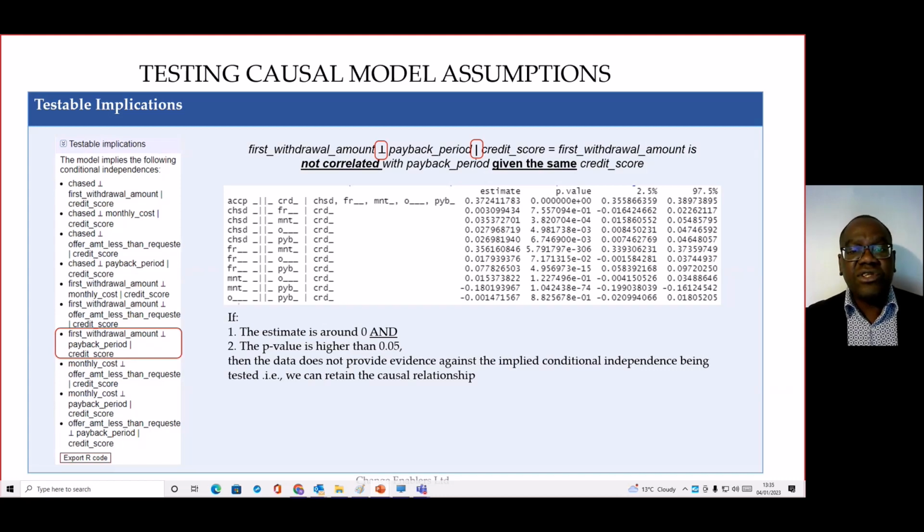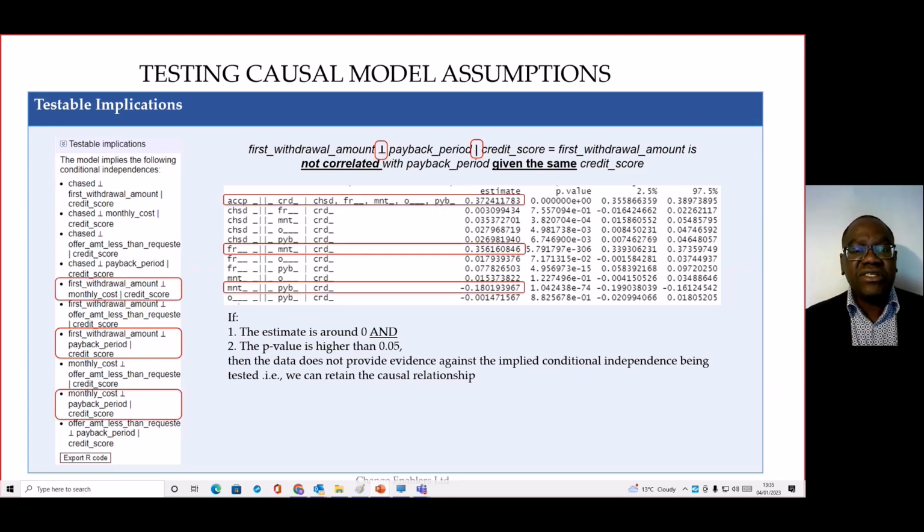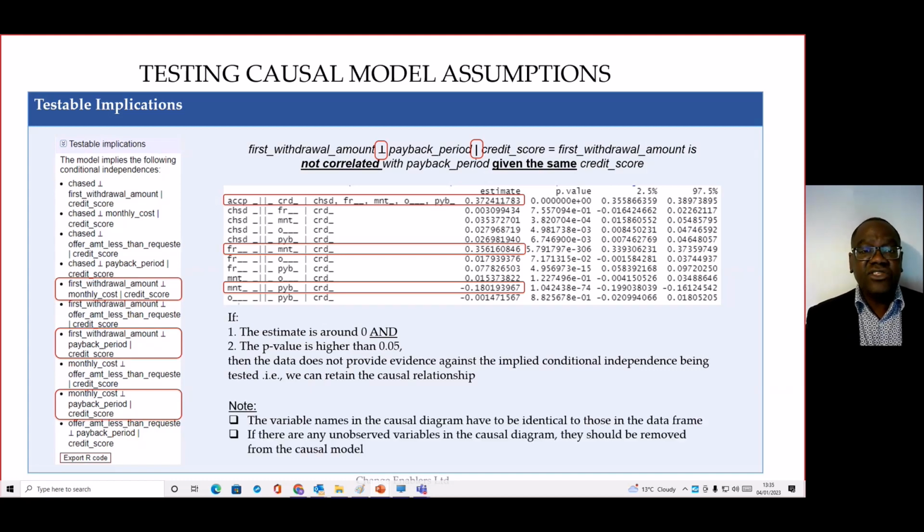However, looking at the results, we notice 3 implications that are not supported by our data, which may suggest that we need to revisit our causal assumptions. One final thing to note if you're going to use DAGitty to generate this: one, the variable names in the causal diagram have to be identical to those in your data frame. And second, if there are any unobserved variables, then they should be removed from the causal diagram.